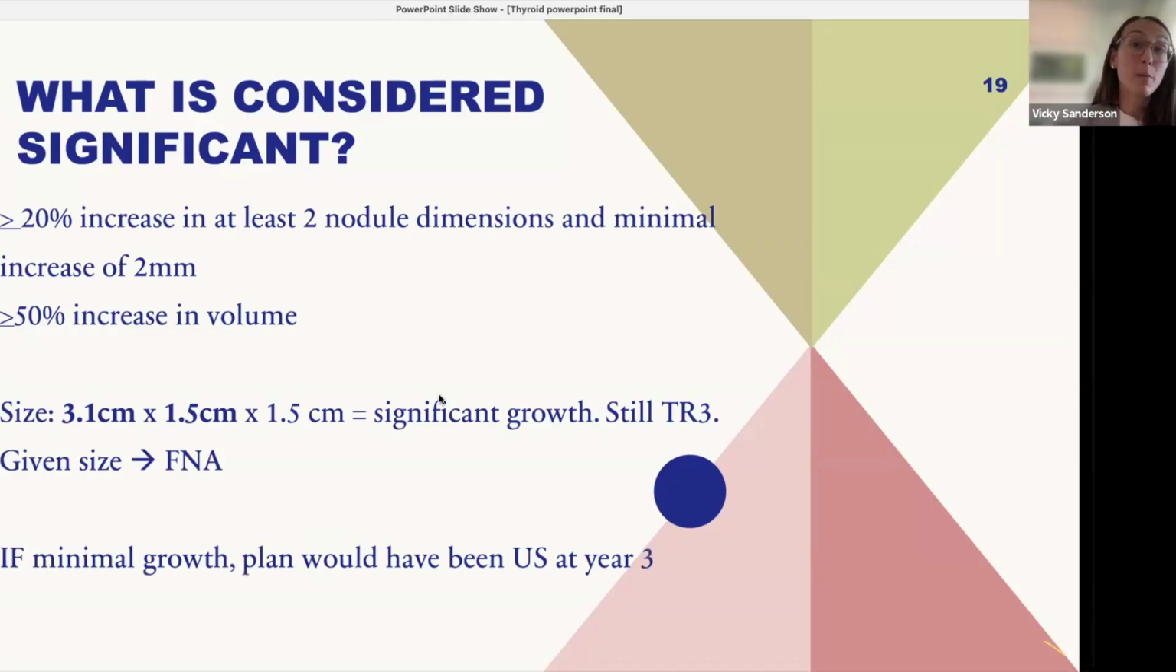So if it was minimal growth, or it had stayed stable or even shrunk, which we see commonly, we still would have repeated that ultrasound at year 3 just to make sure, again, we're keeping tabs on it, it's not growing. And typically we like to follow up with these patients. Are they having new localized symptoms like dysphagia, hoarseness, vocal cord changes? That kind of changes our clinical picture entirely. So we always have to match these numbers and the follow-up scans with the patient, of course. Are they still feeling well? Do they have any new symptoms? These are important things to review with them before you go ahead and order fine needle aspirations and other tests.